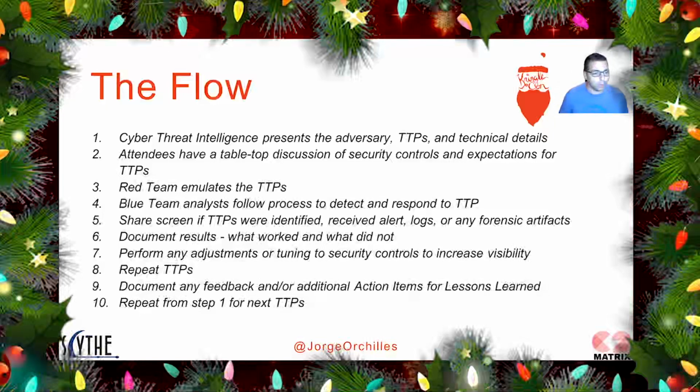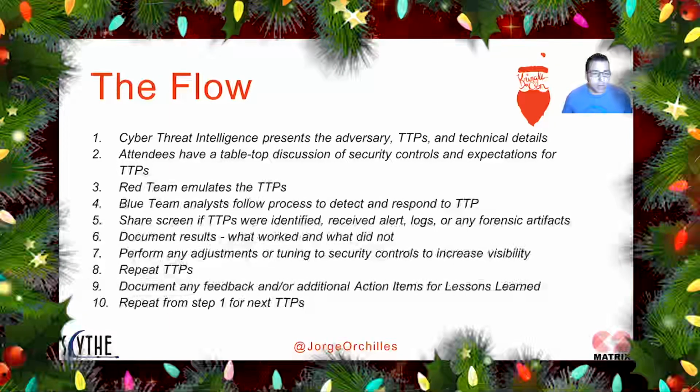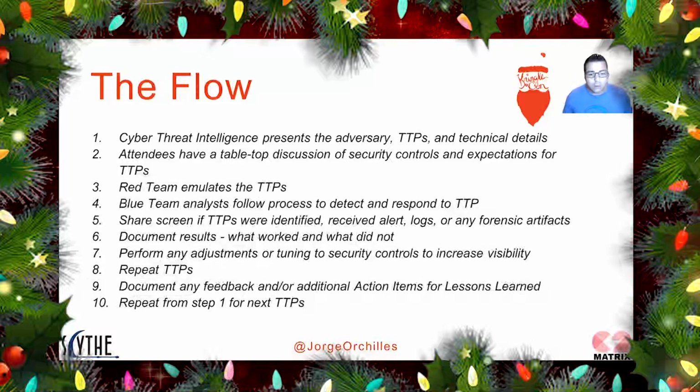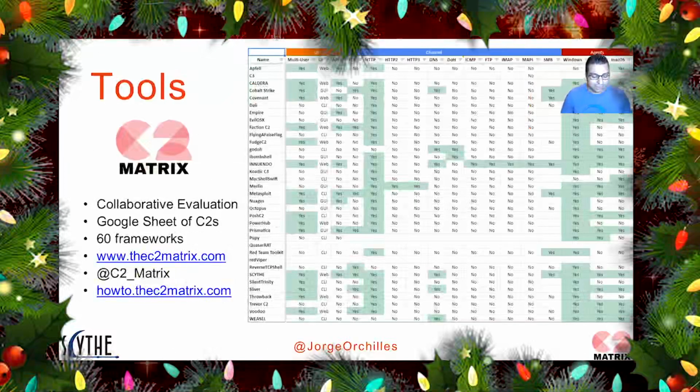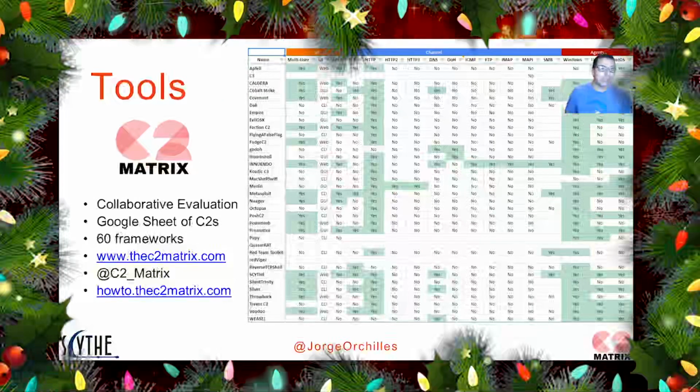What worked? What didn't work? If you can, perform adjustments, then repeat the TTPs, and then go through and do this over and over. You can do this in a 1 hour, 2 hour exercise or a week-long exercise. Of course, to emulate adversaries, you need tools. That's where the C2 matrix comes in.